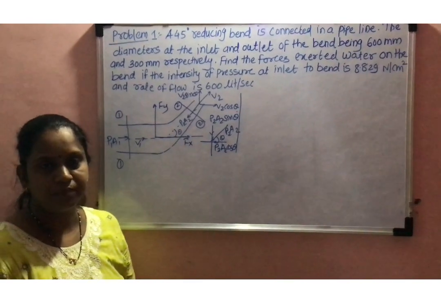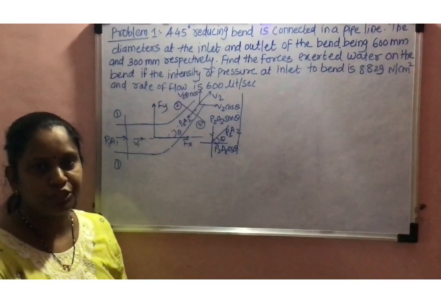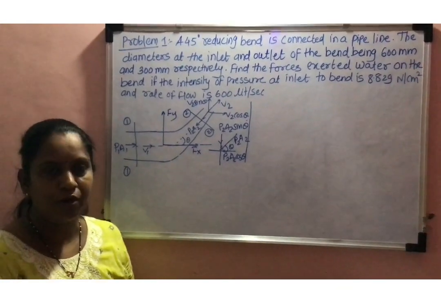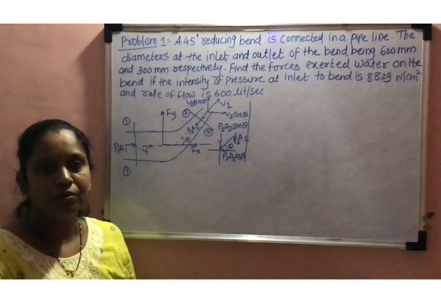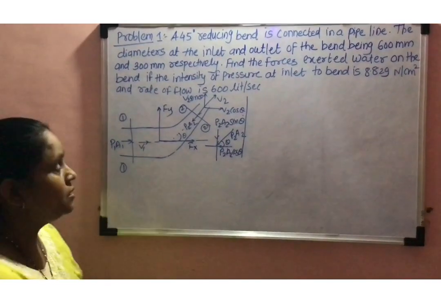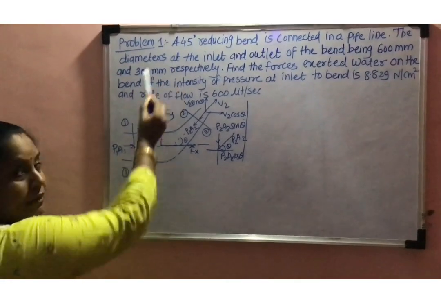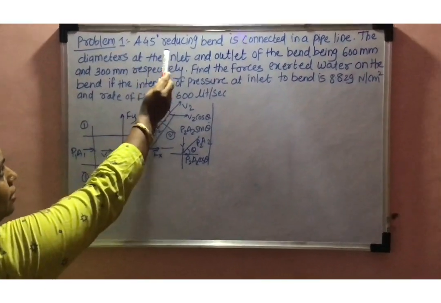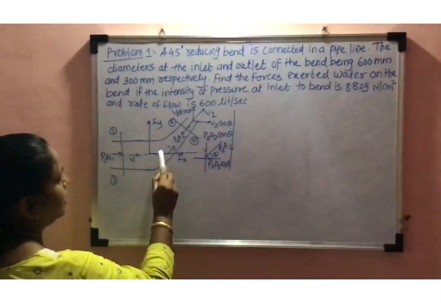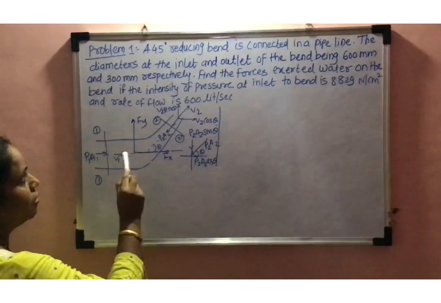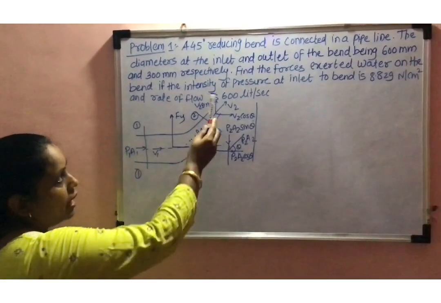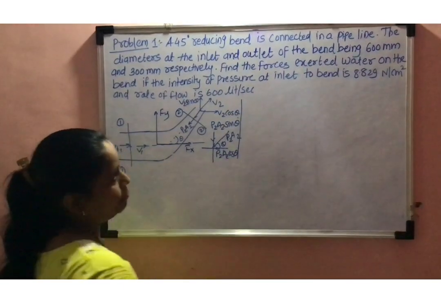In the last lecture, we had derived the expression for force exerted by a flowing fluid on the bent pipe. Now, on that expression, we are going to solve one problem. See here, the problem I have taken is a 45-degree reducing bend. This bend is 45-degree reducing, which makes an angle of theta. That angle theta is 45 degree, and it is connected in a pipeline.